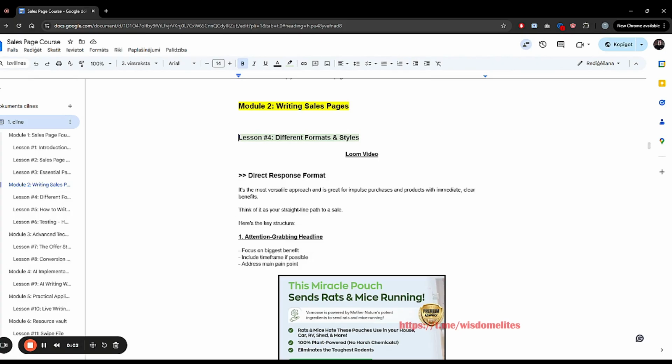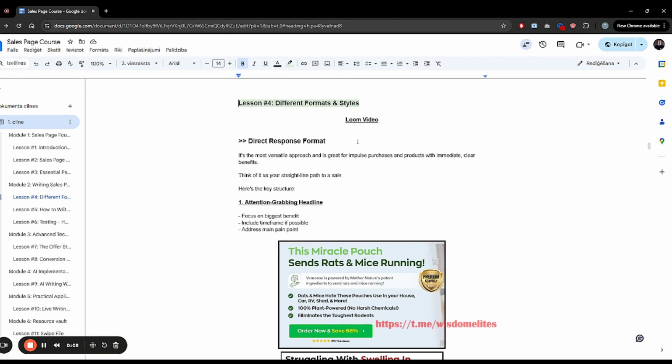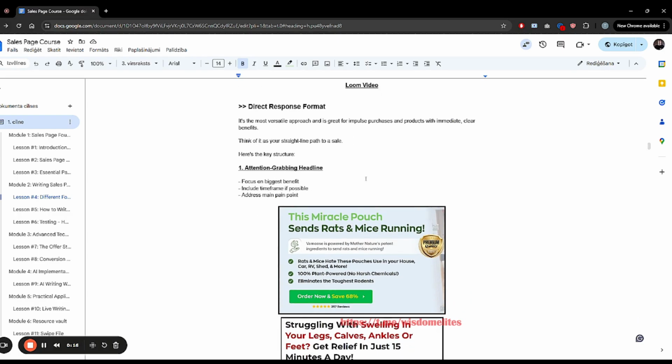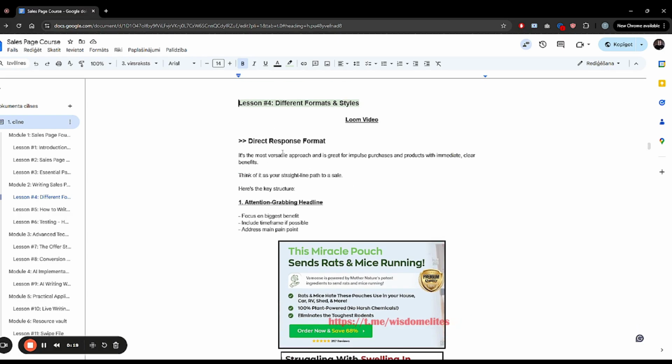Now moving on to module number 2, the actual process of writing a sales page. So let's start with different formats and different styles, because before you write a sales page, you need to decide on the format and the style. First, you can have the direct response format. It's the most versatile approach and it's great for impulse purchases and products with immediate, clear benefits. Think of it as your straight line path to sale.